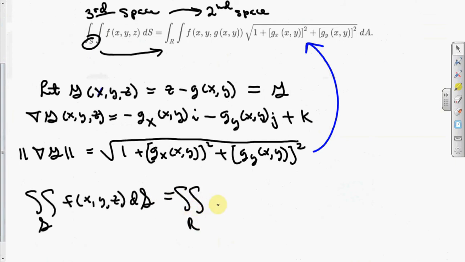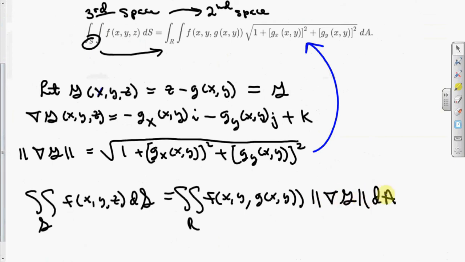Watch this. If you go into the region, that means that I got to get rid of z. I got to write z in terms of x and y. That's all that means. So that's why f of x, y, z becomes f of x, y, g of x, y, and then times the norm of the gradient of G, dA. So I write it like that. Well, first problem.